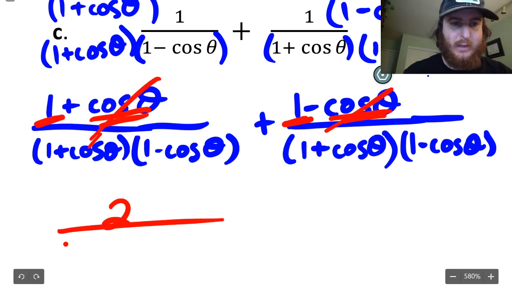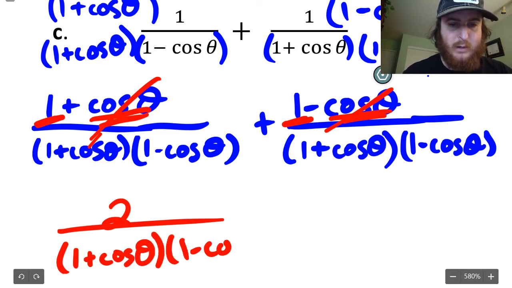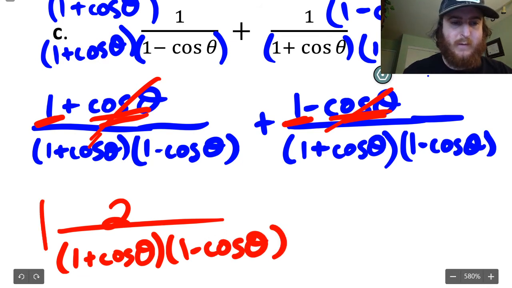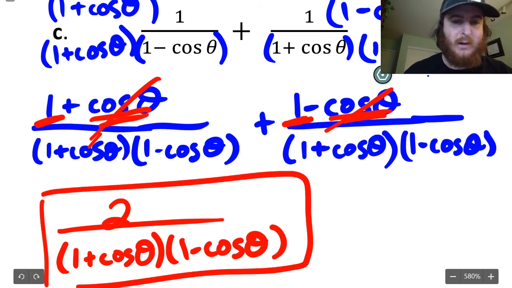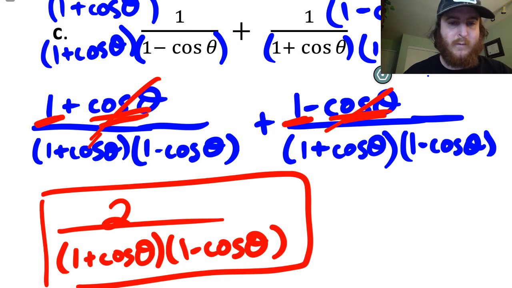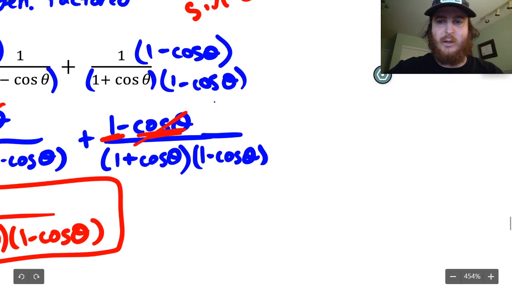We have 2 divided by, and then we're going to just leave the denominator as is. The reason you don't want to FOIL it is if you FOILed it out, you're just going to simplify, want to refactor it. That doesn't really make any sense. It's already factored for us. So we're done. So 2 over 1 plus cosine theta times 1 minus cosine theta. All right, that one's a little bit trickier.